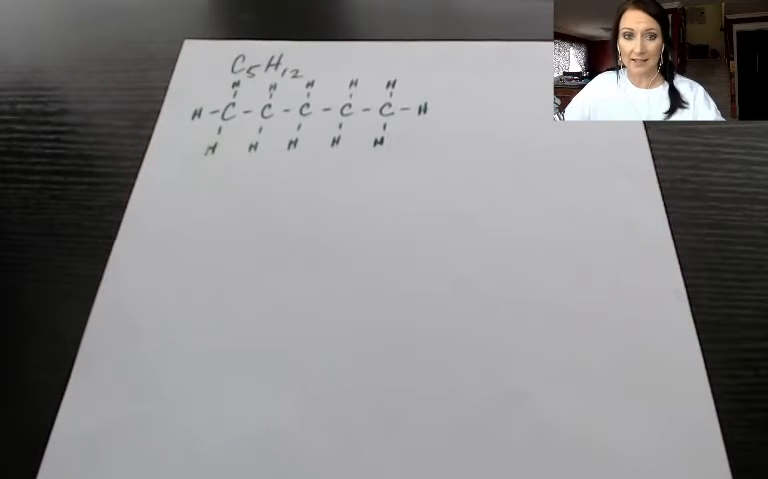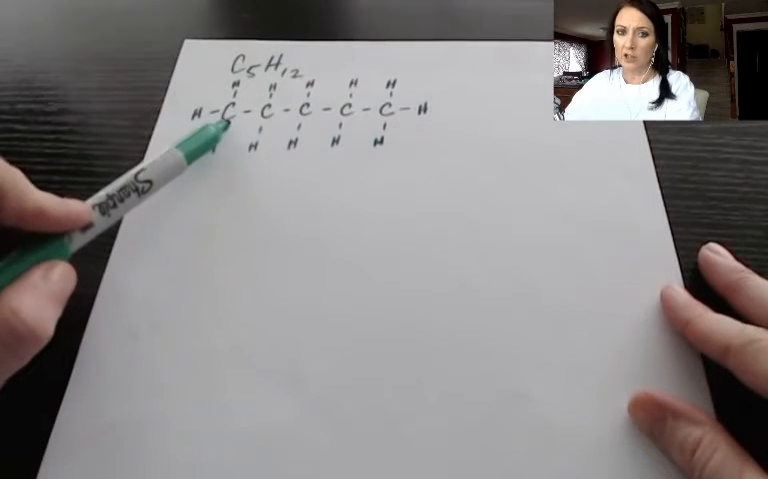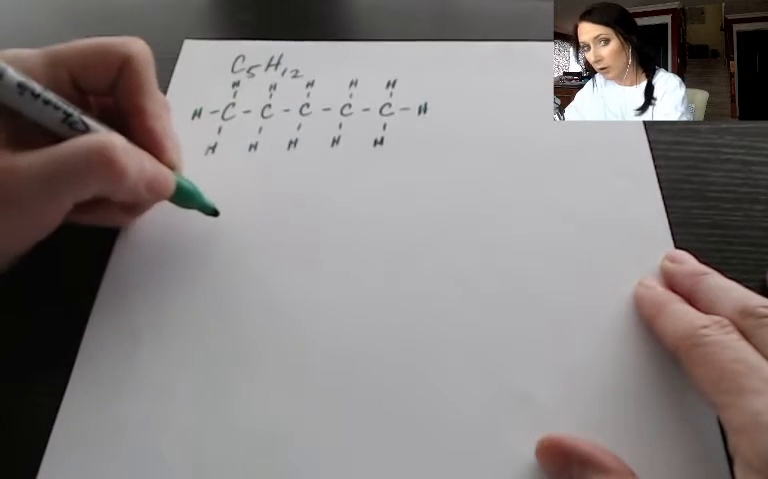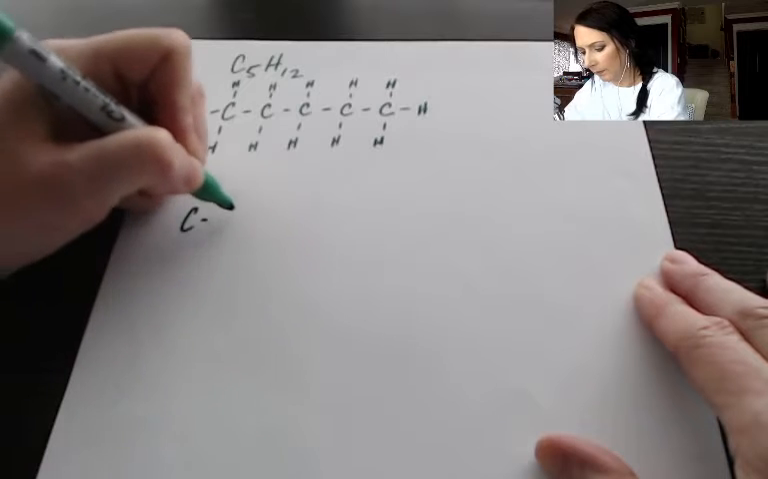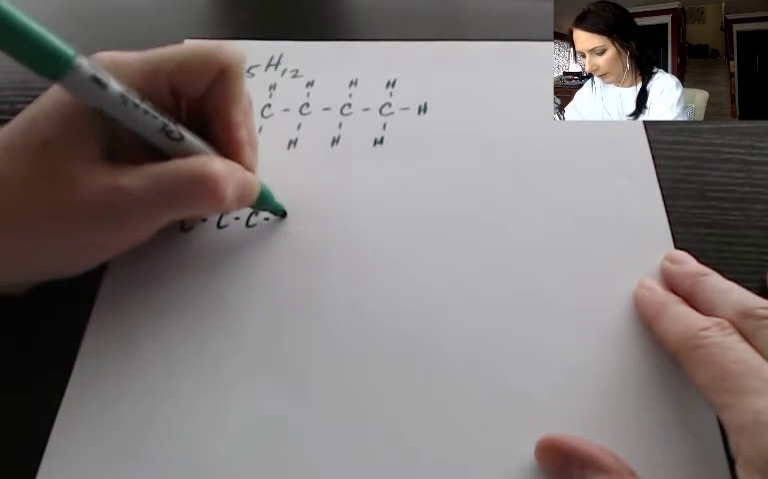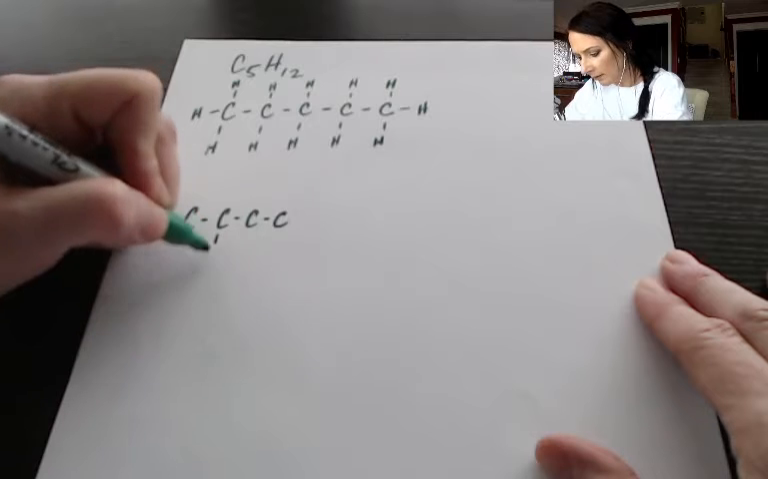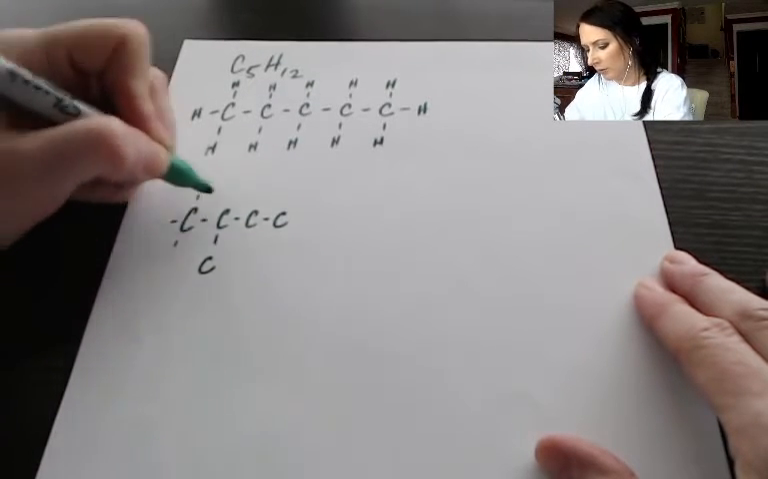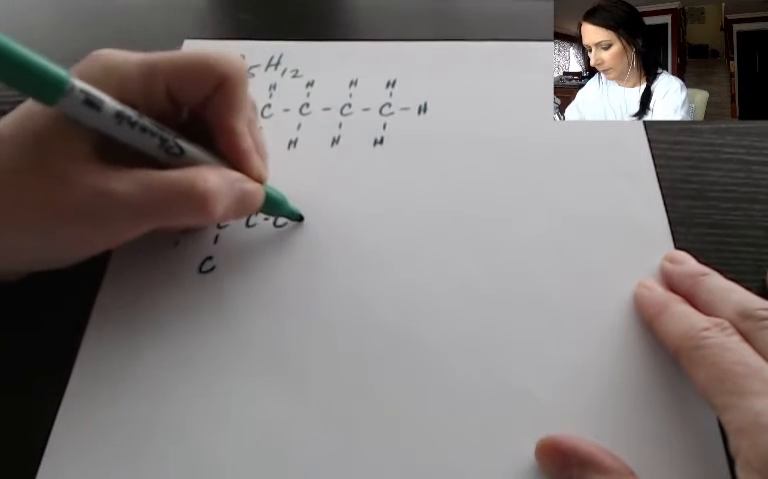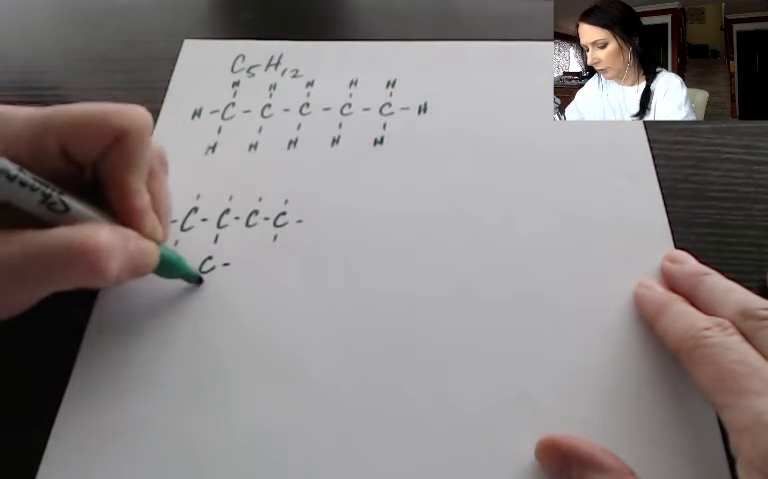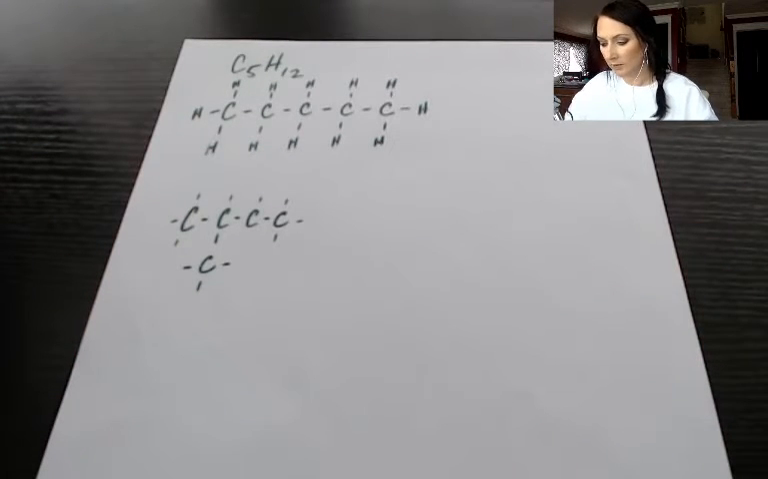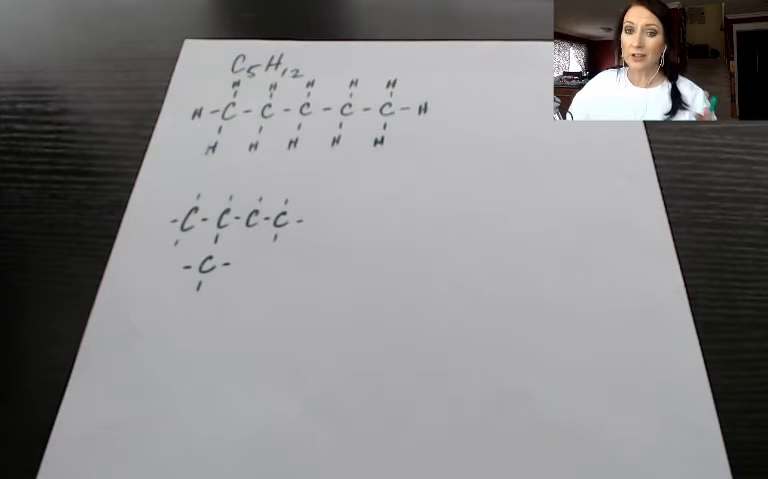C5H12 actually has 3 different structural formulas possible. This would be the straight chain molecule n-pentane. You could also have 4 carbons in a row, like this, and 1 carbon as a branch. Again, there's still 12 hydrogens attached here. Okay, but it's got a different structure, a different structural formula. So that's another way you could draw C5H12, but there's actually a third.